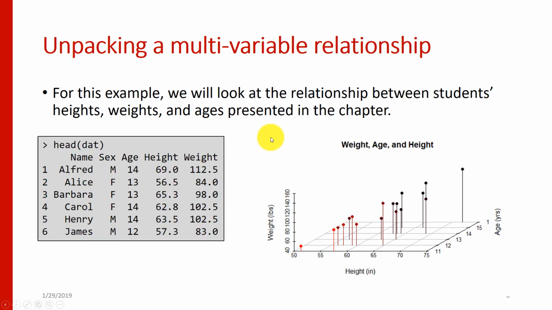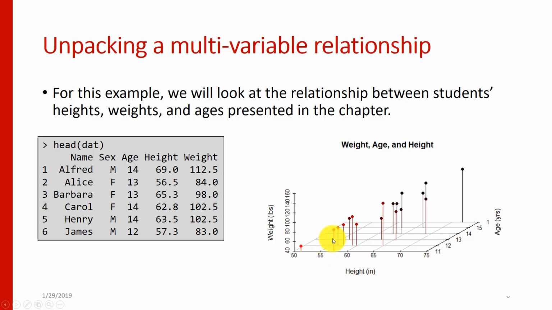So to understand these multivariable relationships, we're going to look at the relationship between students' heights, weights, and ages that was presented in the chapter. These are all things that, intuitively, we're somewhat familiar with: older children are likely to be taller, and taller children are likely going to be heavier, right? So weight, age, and height are all going to be related, and we've plotted that in this three-dimensional grid, doing my best to show you this multi-dimensional relationship here. So weight is plotted on the y-axis, height is plotted on the x-axis, and age is plotted on the z-axis.